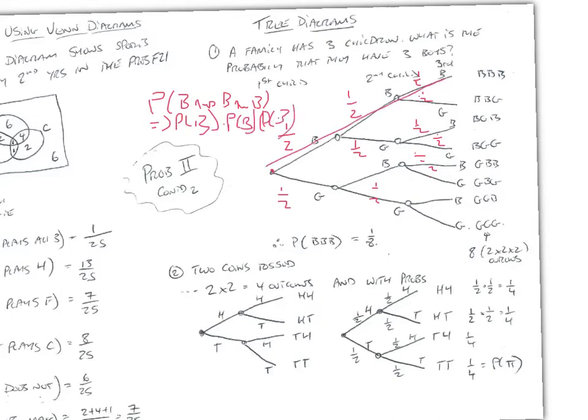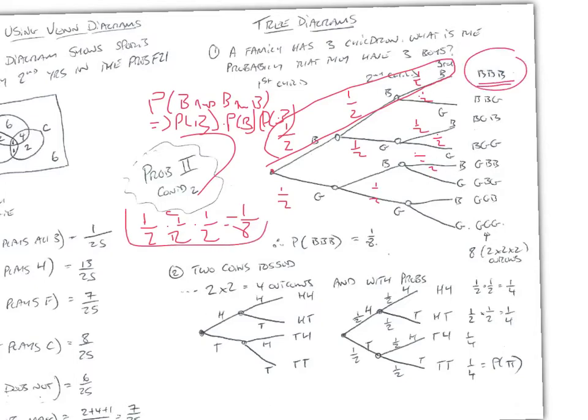So if we take this here, that would be equal to a half by a half by a half, and that's equal to 1 over 8, which is what we got by just examining the sample space, but we can do it numerically as well. Okay, now look at the second example.